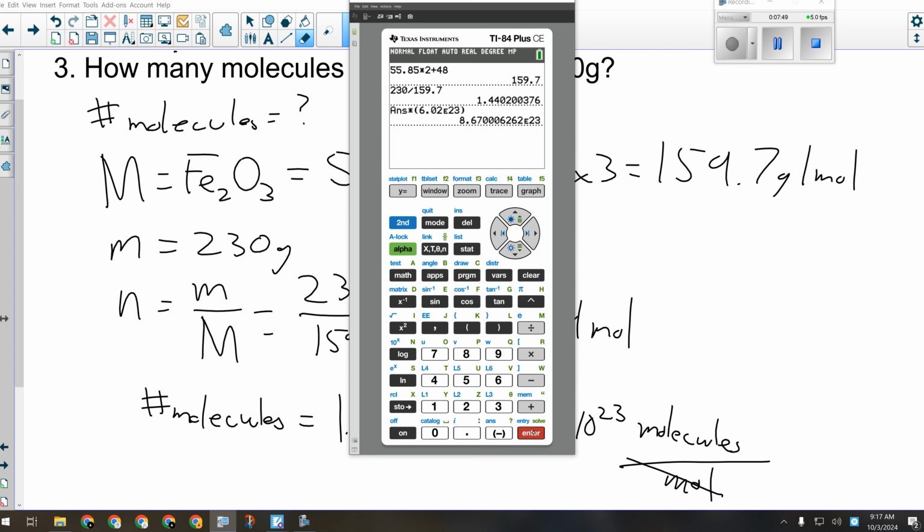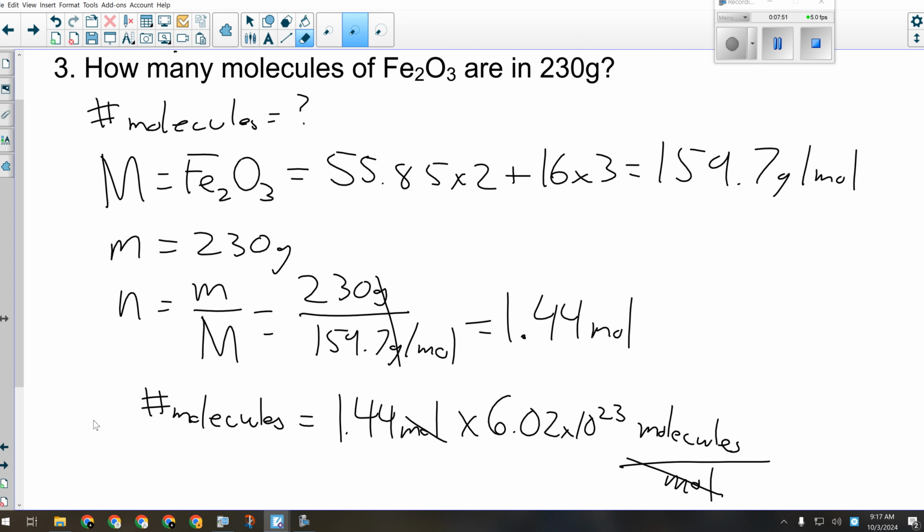Okay, so I get 8.67 times 10 to the 23 as my final answer there. What are my units? Molecules. Now, I want to make you aware of something. Just because you said number of molecules and then showed your answer doesn't mean that counts for your units. Units go after, okay? Sure, you're calculating number of molecules, but you still need to indicate that that number is molecules at the end.